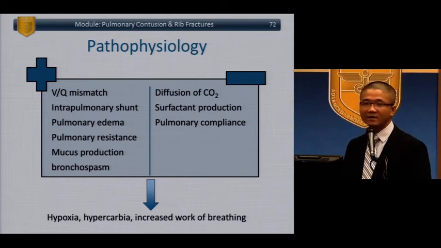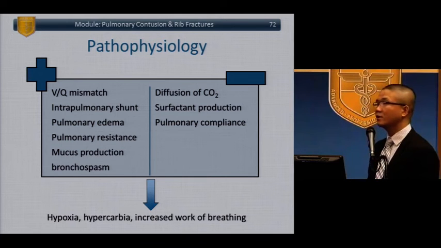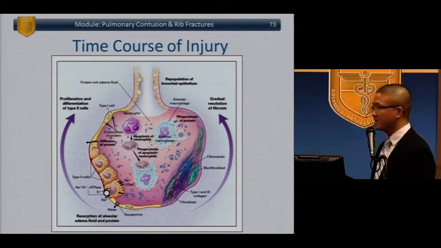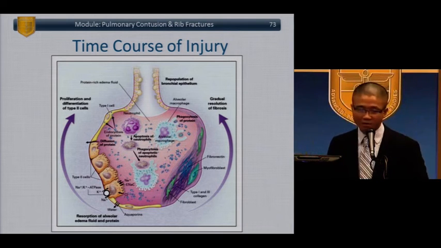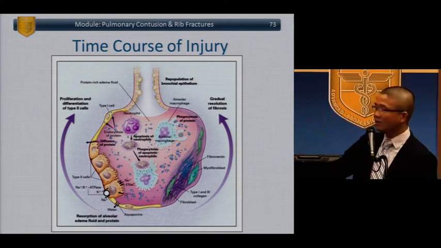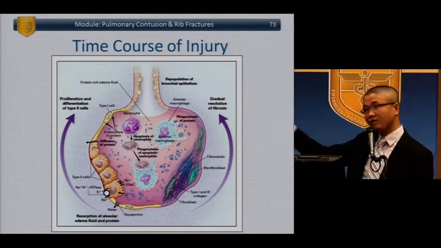So they're not ventilating, they're not oxygenating, and they look like they're using accessory muscles to breathe. This is a busy slide. There's nothing to remember except to know that when your alveoli or alveolus is injured, this is pretty much what it looks like. It's just all filled with debris, right?